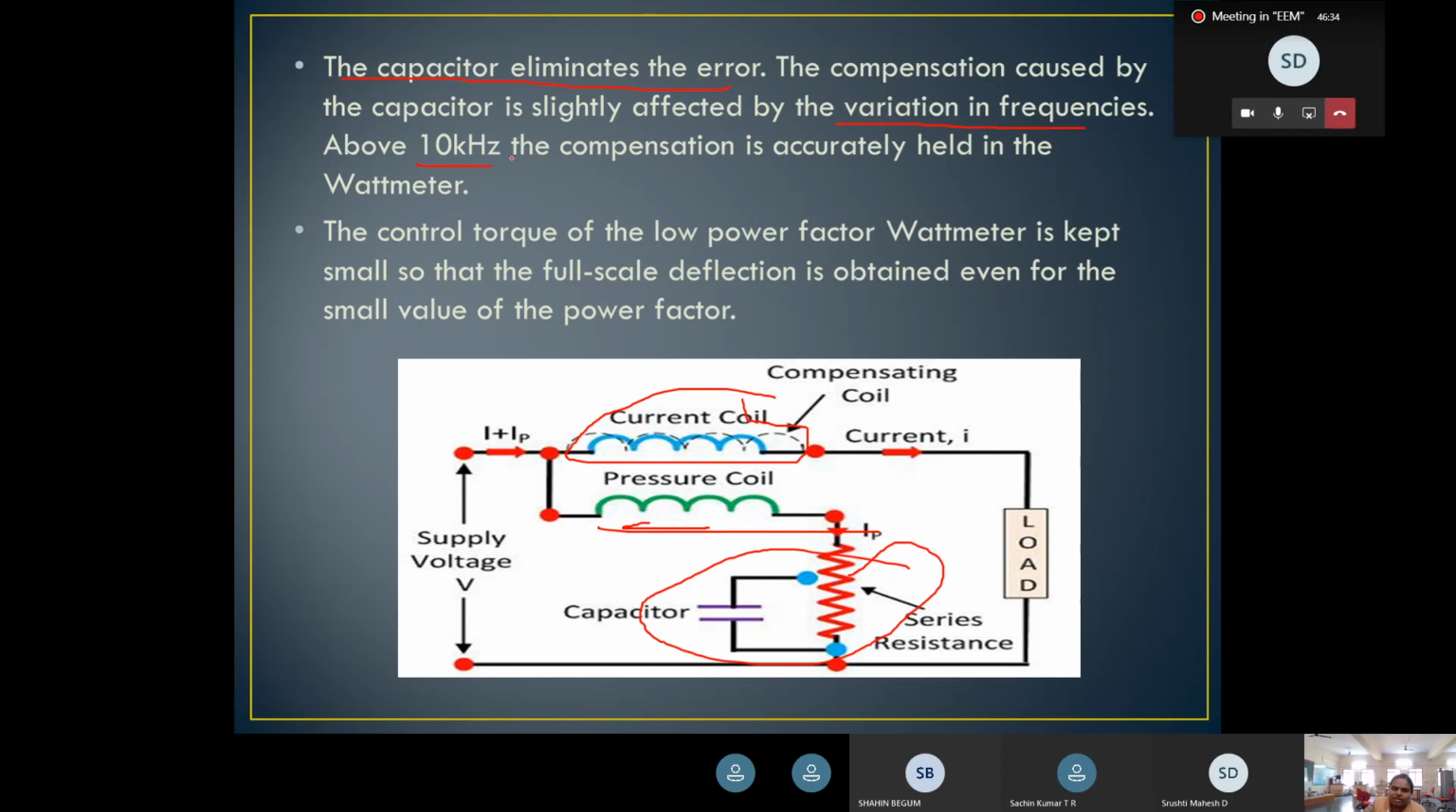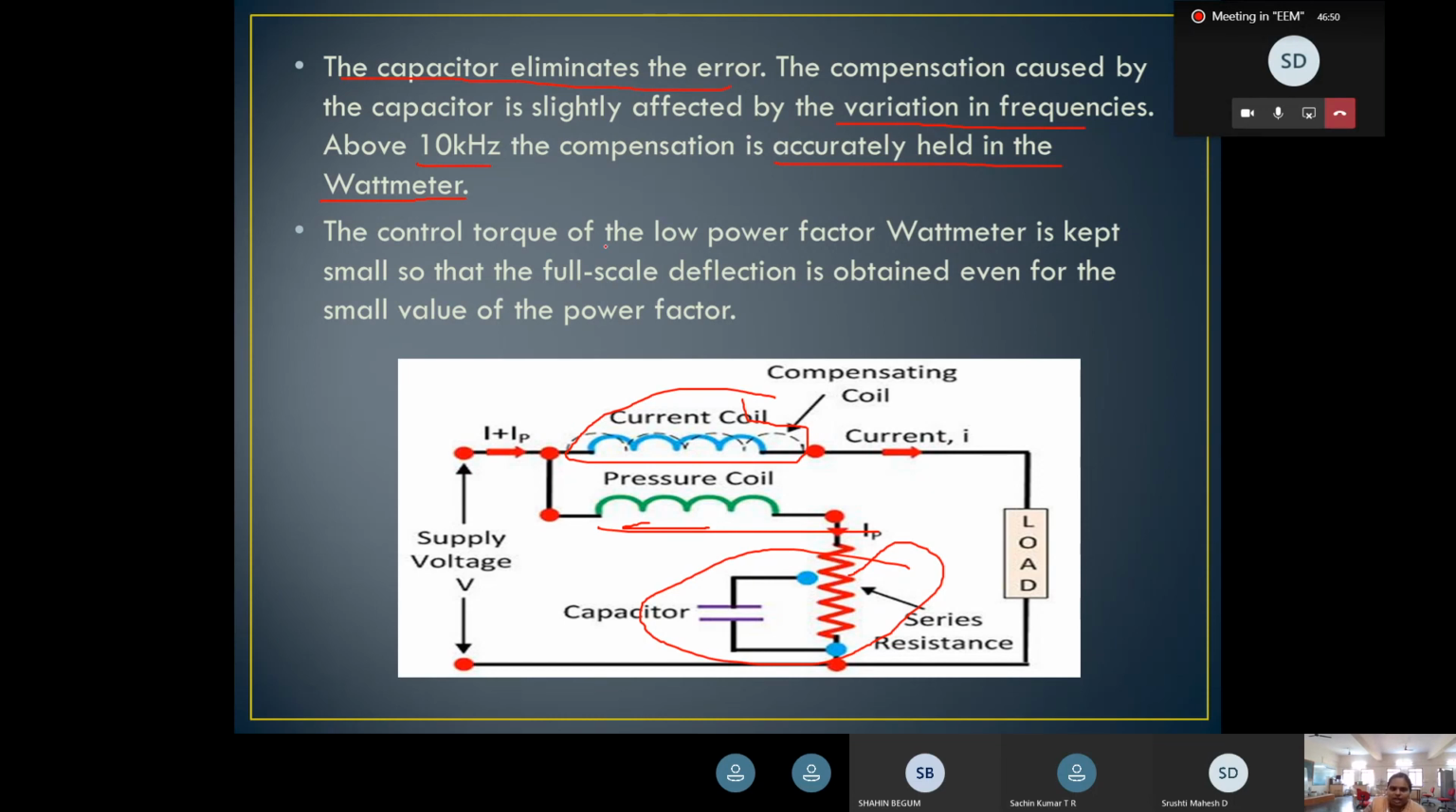The compensation caused by the capacitor is slightly affected by variation in the frequency. Above 10 kilohertz, the compensation is accurately held in the wattmeter. It means for the minimum frequency supply, you should go above 10 kilohertz. If you go below, again a small error is going to be introduced due to the capacitance.